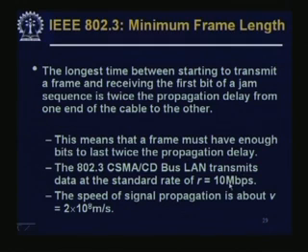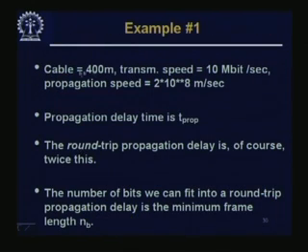So, this was the earlier standard of 10 Mbps. The speed of signal propagation is about 2 × 10^8 meters per second in this coaxial cable. So the cable may be of 400 meter length, the transmission speed is 10 megabits per second, and the propagation speed is 2 × 10^8 meters per second. Let us see what the delay is and what the minimum frame size comes out to be. So, propagation delay time is T prop. The round trip propagation delay is of course twice this. The number of bits we can fit into a round trip propagation delay is the minimum frame length NB.